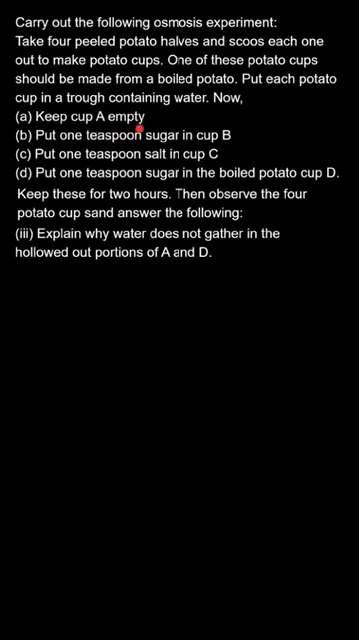Now, keep cup A empty. Put 1 teaspoon of sugar in cup B. Put 1 teaspoon of salt in cup C. And put 1 teaspoon of sugar in the boiled potato that is in cup D. Now, keep this for 2 hours and then observe the 4 potato cups and answer the following.